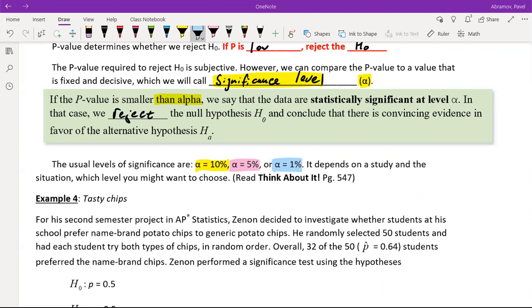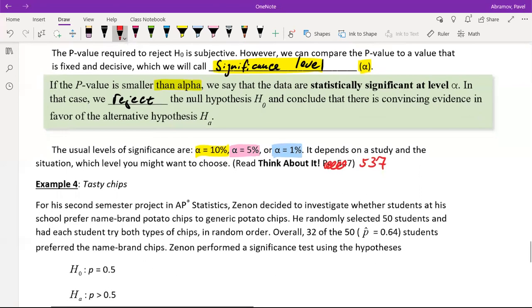But anyways, you can read a little bit more about the significance level on page 537. It goes into a few details and talks about where this 10%, 5%, and 1% came from.